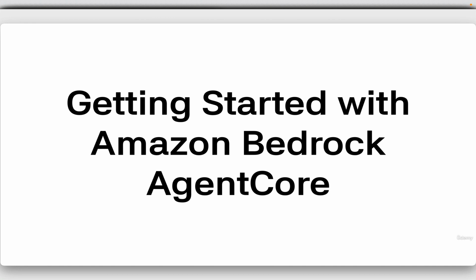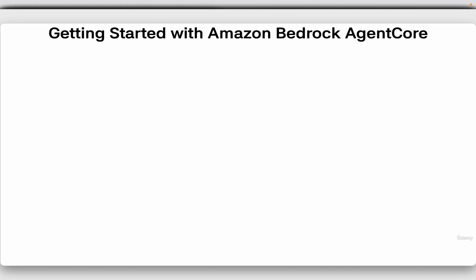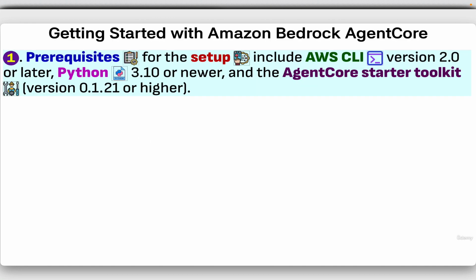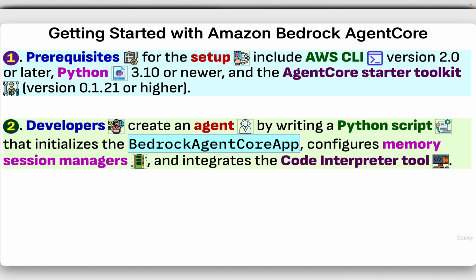Getting started with Amazon Bedrock AgentCore. The first step is some prerequisites for setup, including AWS CLI or later, Python 3.10 or newer, and the AgentCore starter toolkit. Developers can create an agent by writing a Python script that utilizes the Bedrock AgentCore app, and that configures memory, session managers, and integrates with the code interpreter tool.